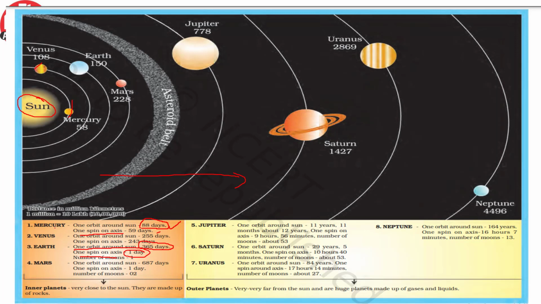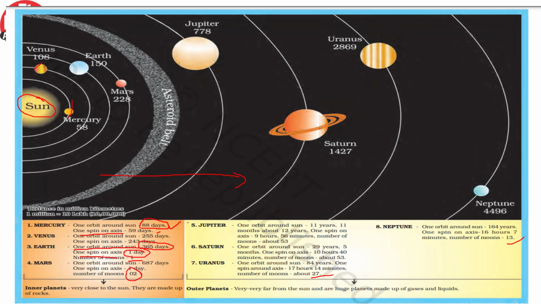Now let us look at some of the moons of the different planets. Mercury and Venus are the only 2 planets which do not have any moons. Earth has 1 moon, Mars has 2 moons, and Jupiter and Saturn have the maximum number of moons. We will see who surpassed whom in the number of moons in the next slide. Then Uranus has about 27, and Neptune has around 13 moons.